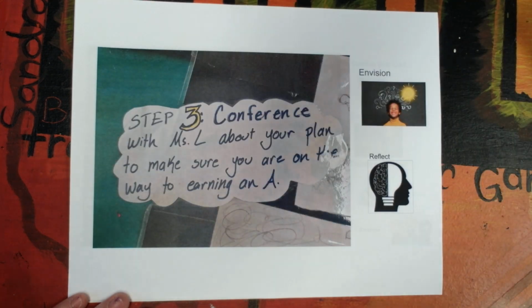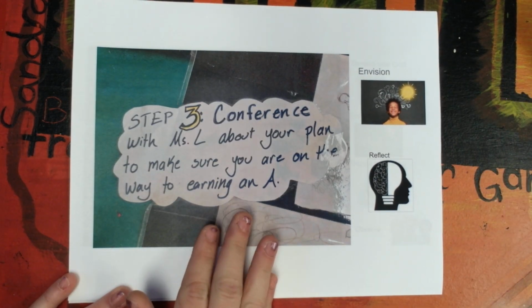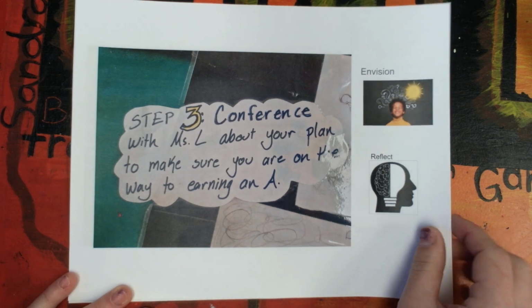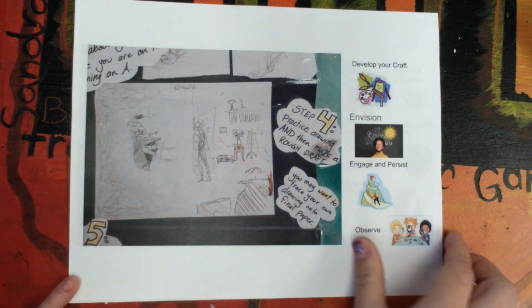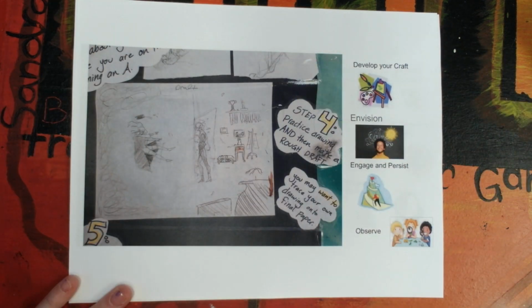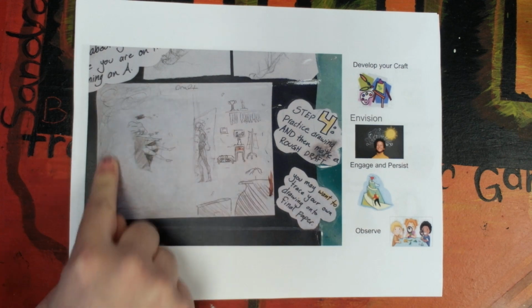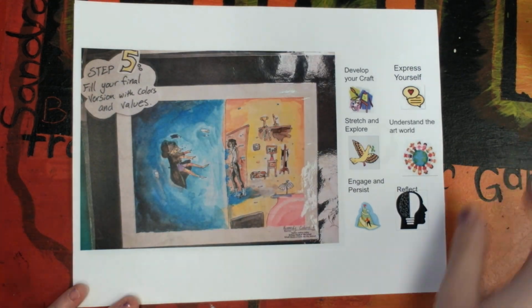After we plan, you are required to conference with me so that I can tell you if you are on the way to earning an A, because that is what everyone should be aiming for. After conferencing, you will make your actual project. You will create. In this example, this artist made a rough draft and then traced it onto some other paper and added color.